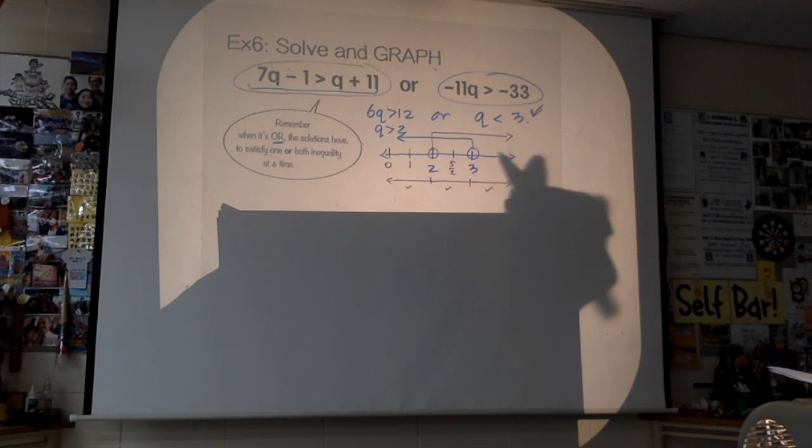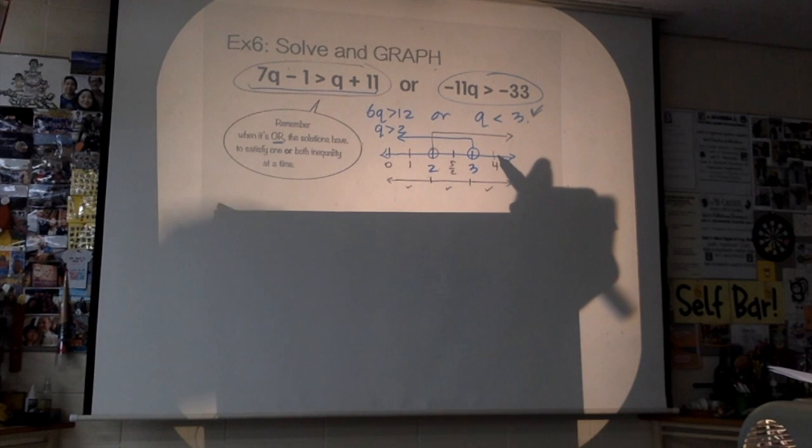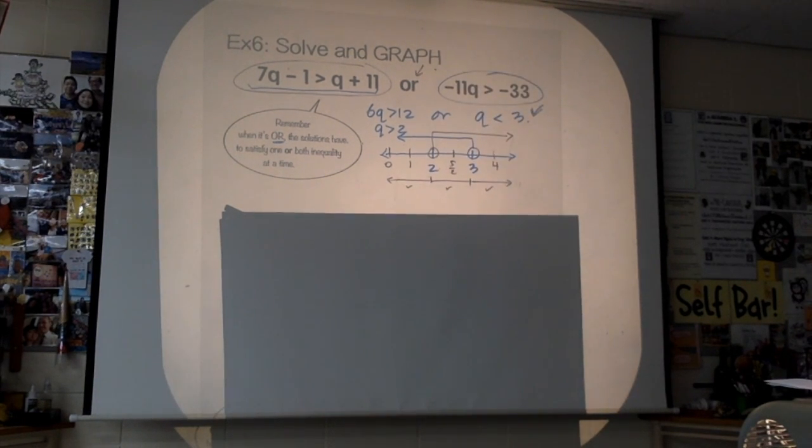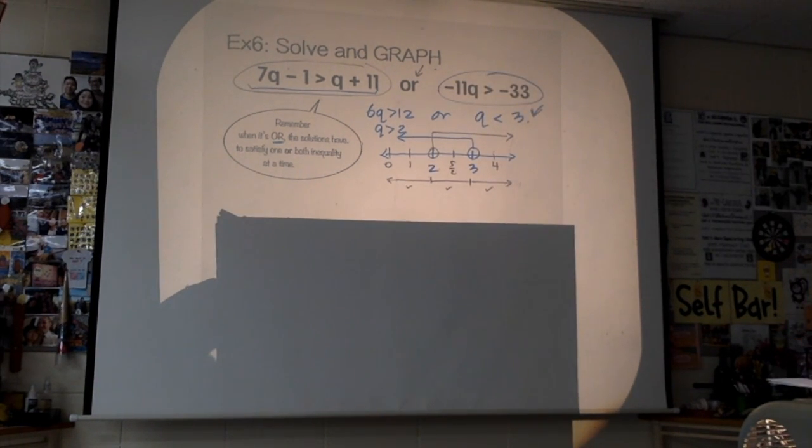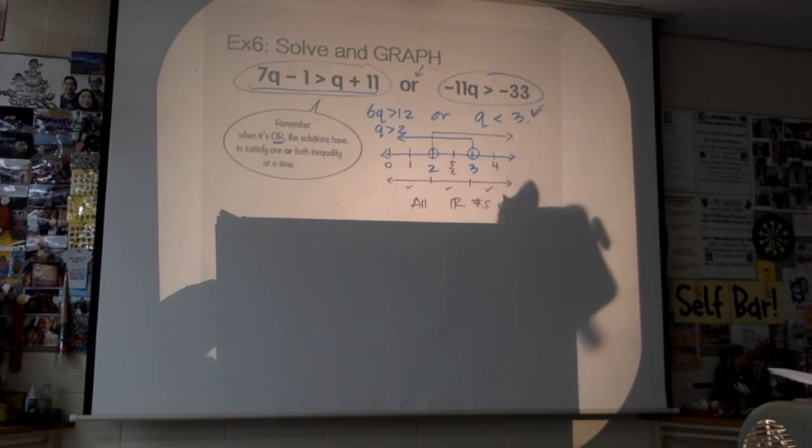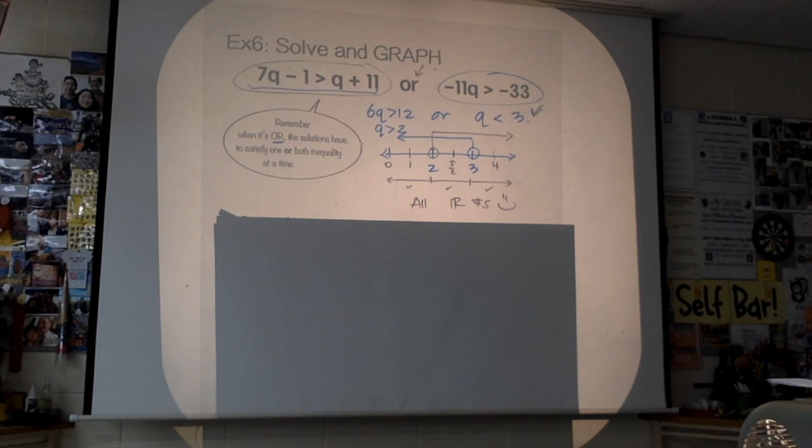Now, how about here? If you plug in any values like 4, it's only going to satisfy the black inequality, but that's okay because it's an or. Right? Try to let that sink in. That means, what's the solution here? The solution is all real numbers. Okay? Let that sink in a little bit.